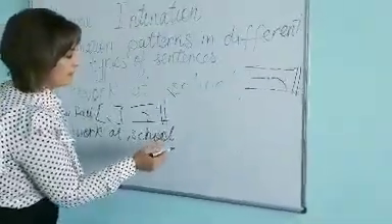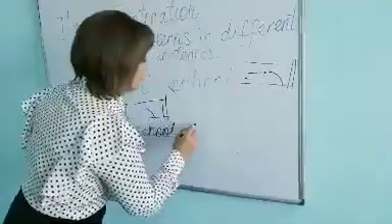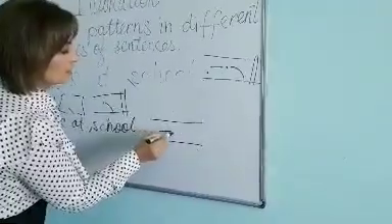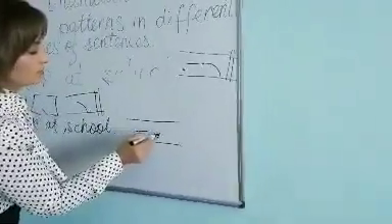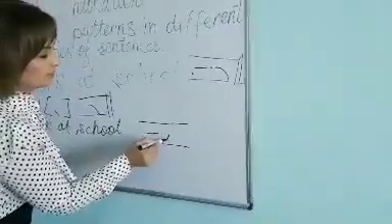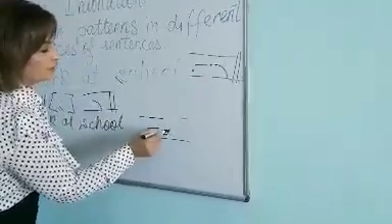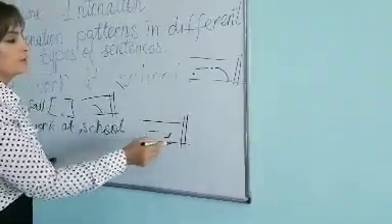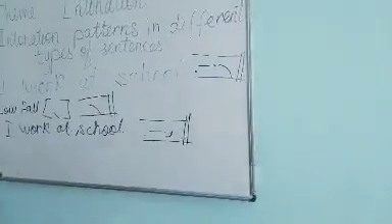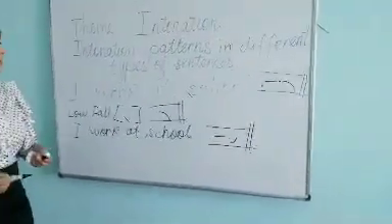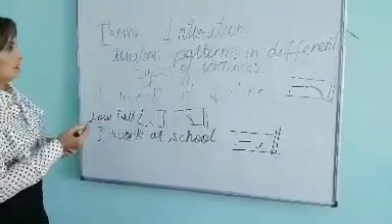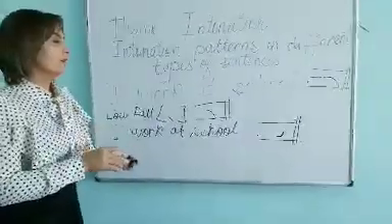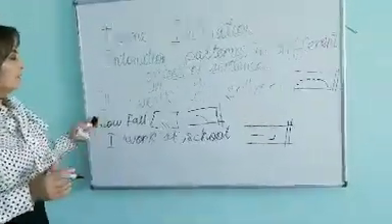Here, let's intone this sentence according to these stress marks. I work at school. This is the tone mark of low rising nuclear tone. It starts from the low pitch level and reaches up to the medium pitch level. Then at the end, we should close the tonogram with two straight vertical lines. It means that for the intonation of declarative sentences, low fall and low rising nuclear tone may be used in affirmative sentences.